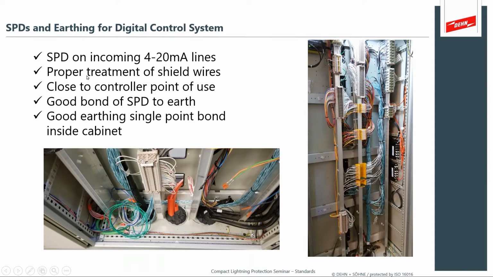Check the box. Proper treatment of the shield wires. Is that ground lifted? Is it installed on the other end? Close to the controller, point of use. Is there a good bond of the SPD to the earth? Is there a good single point earth bond inside the cabinet?